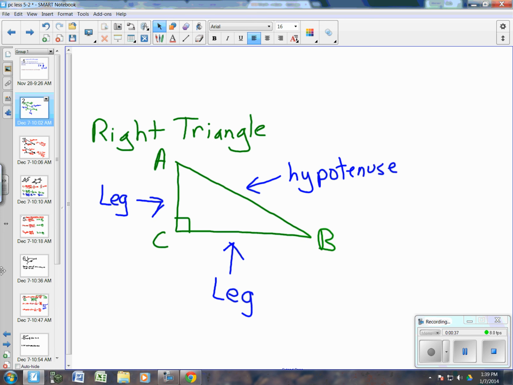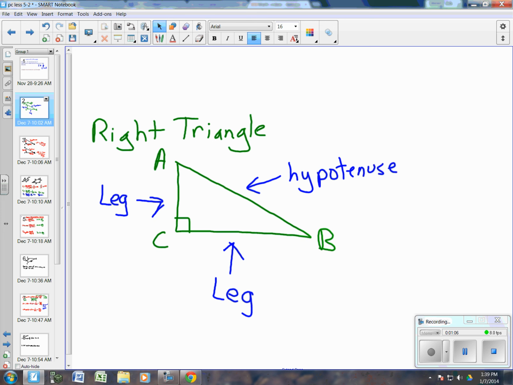Some people say it's the longest side. Well, it is. It's always going to be the longest side of a right triangle. But sometimes that can be hard to determine just by looking at it. So I always say the easiest way to find it is opposite of the right angle. And the other two sides, the two sides that come together to form the right angle, are called the legs. And we're going to call one of them adjacent, one of them opposite in just a second. But those are the parts of a right triangle.